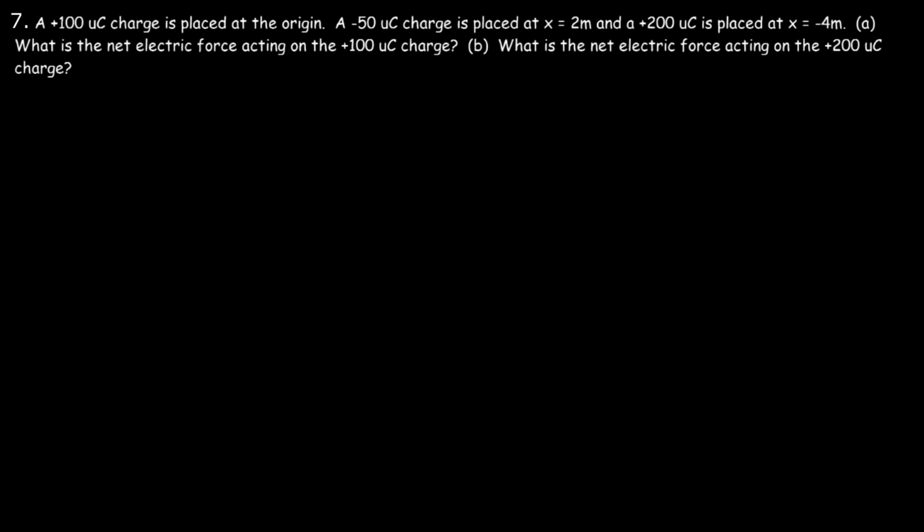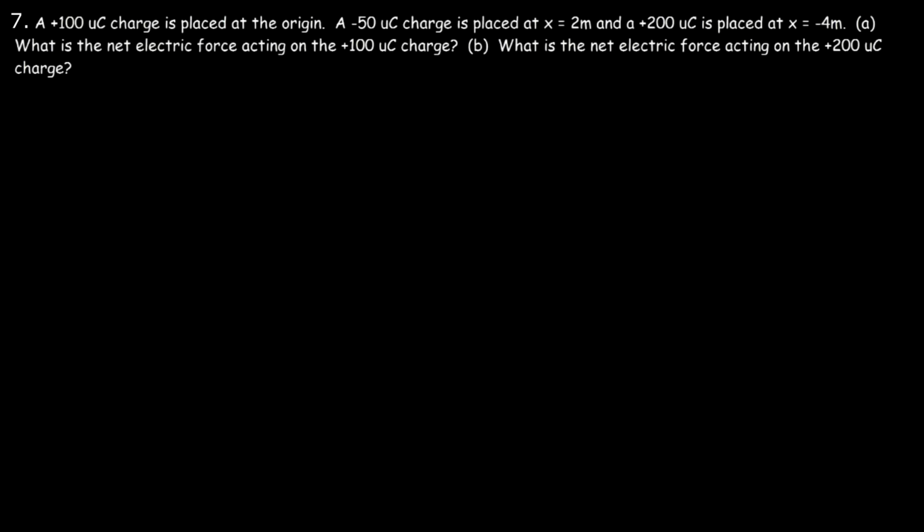A 100 microcoulomb charge is placed at the origin. A negative 50 microcoulomb charge is placed at x equals 2 meters relative to the origin, and a 200 microcoulomb charge is placed at x equals negative 4 meters. What is the net electric force acting on the 100 microcoulomb charge? So if you want to try this problem, feel free to pause the video to see if you can get the right answer. So go ahead and work on this problem.